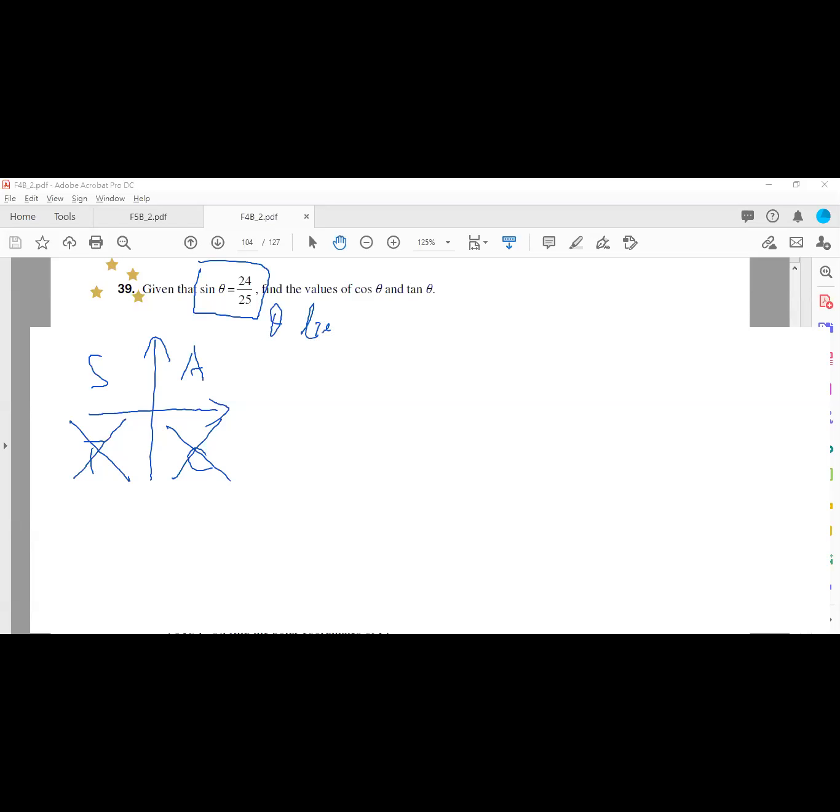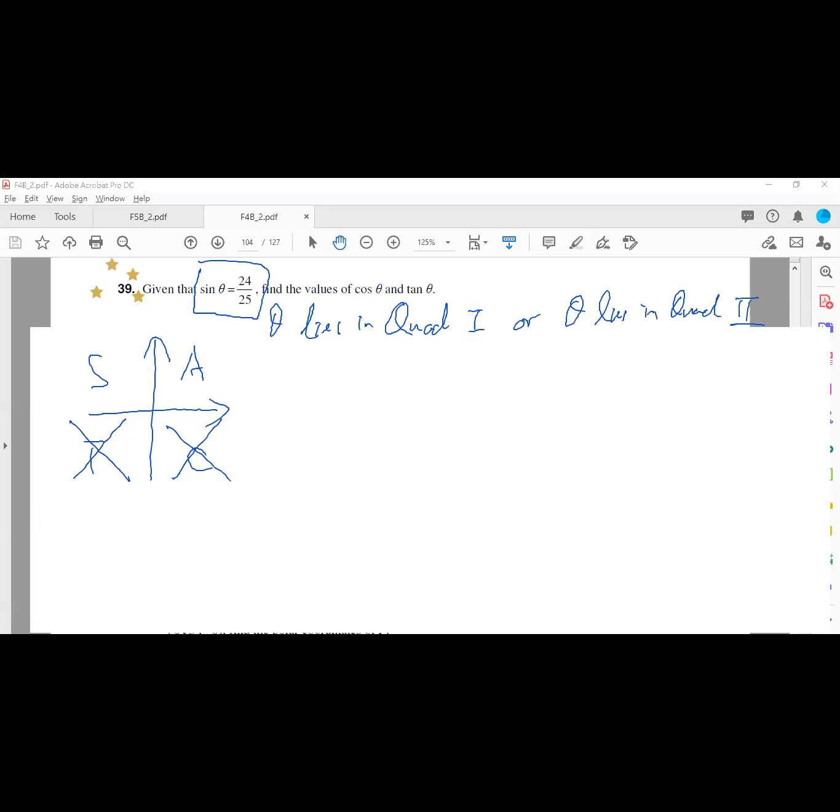Theta lies in quad 1 or theta lies in quad 2. So there are two possibilities. Theta can lie in quad 1 or theta can lie in quad 2.